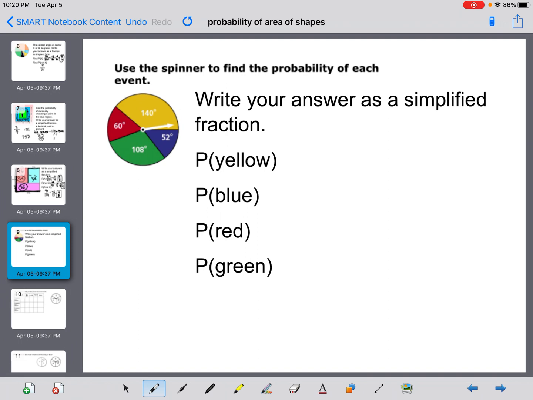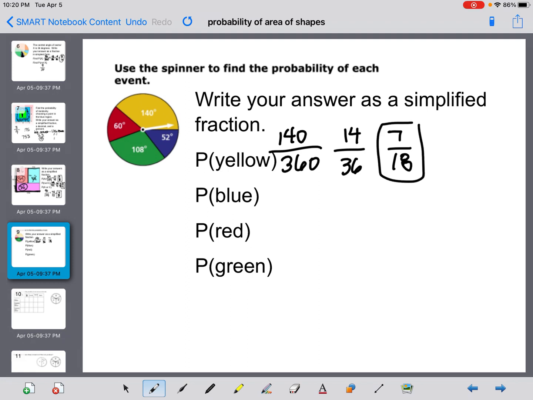Okay, last one. Actually, I think this one's a little easier if you ask me. If I want yellow, and that's 140 degrees, the whole shape, 360. Divide by 10. Cut it in half. Go ahead and pause to see if you can get the last ones.